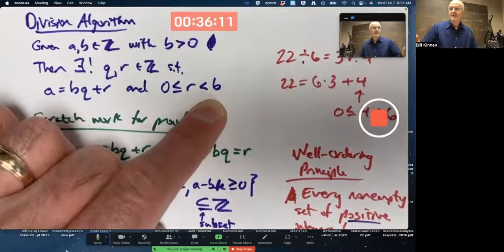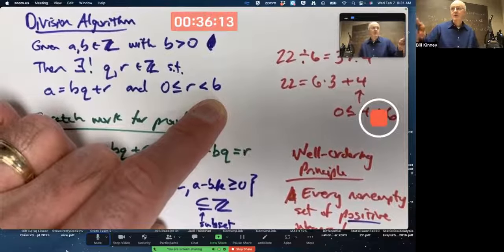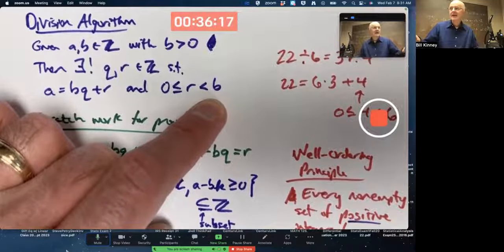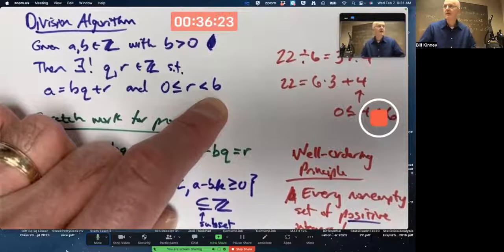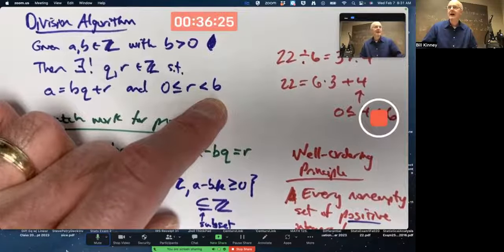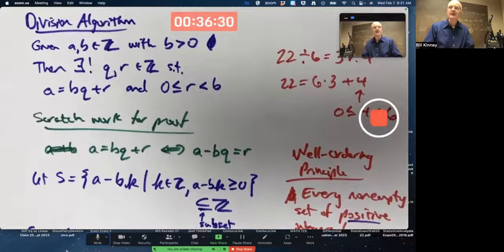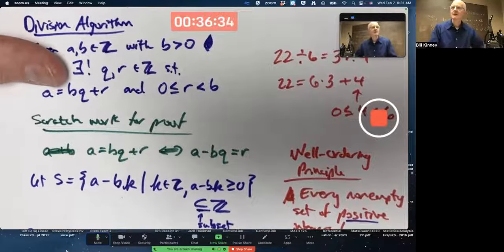The big hint that hopefully this is going to work is the fact that we chose R to be the smallest element of S. That's going to be the key thing. Hopefully that will mean it's also less than B. It's relatively small, hopefully less than B. It's not clear how you're going to prove that. In such a situation where it's not clear, it often helps to try a proof by contradiction.